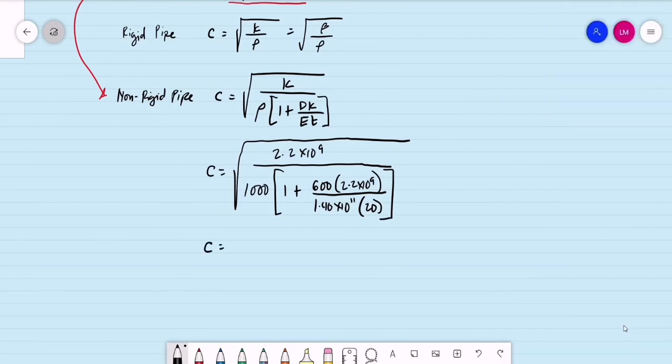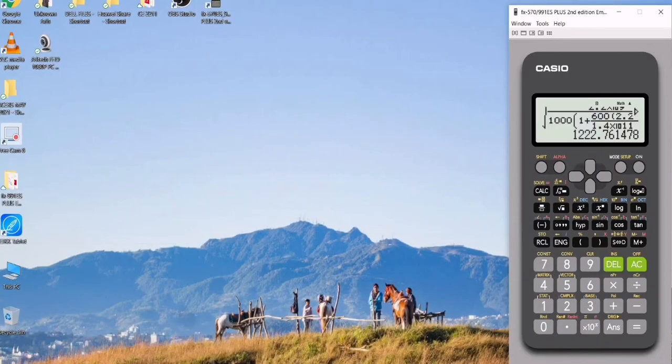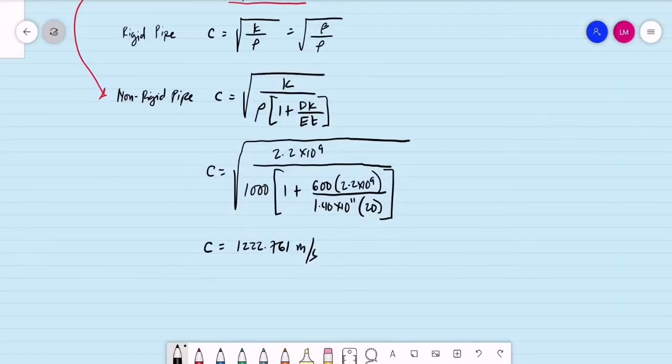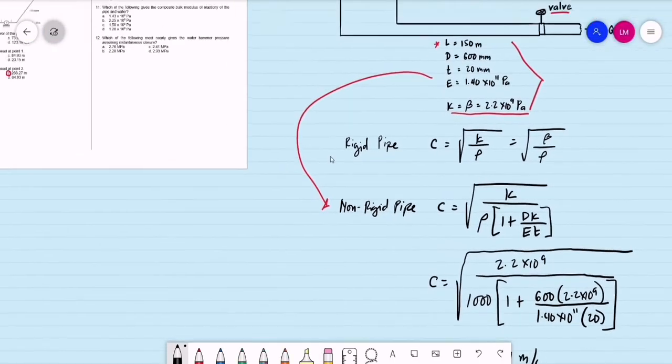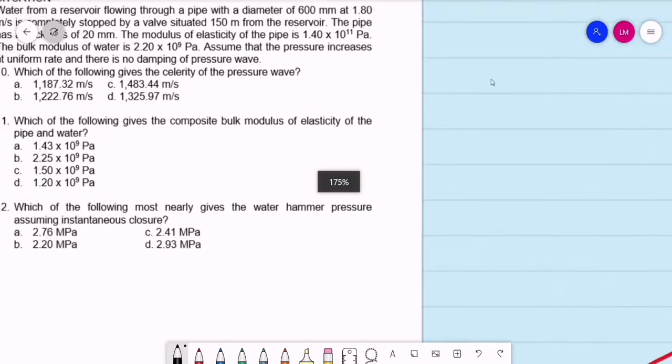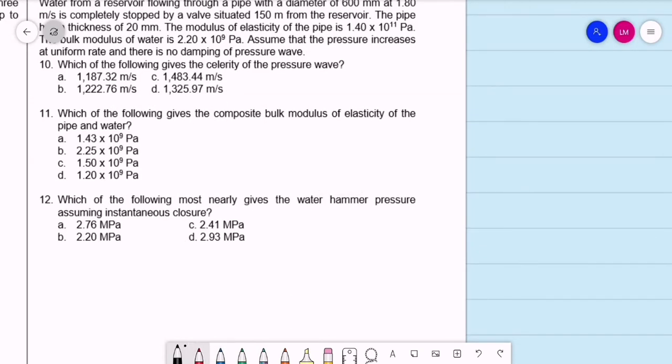So you have the value of C is equal to 1,222.761 meters per second. Ito yung velocity ng sound na dadaan dun sa tubig, is 1,222.76. Okay, check natin yan for question number 11. So we have that as letter B, 1,222.76 meters per second.